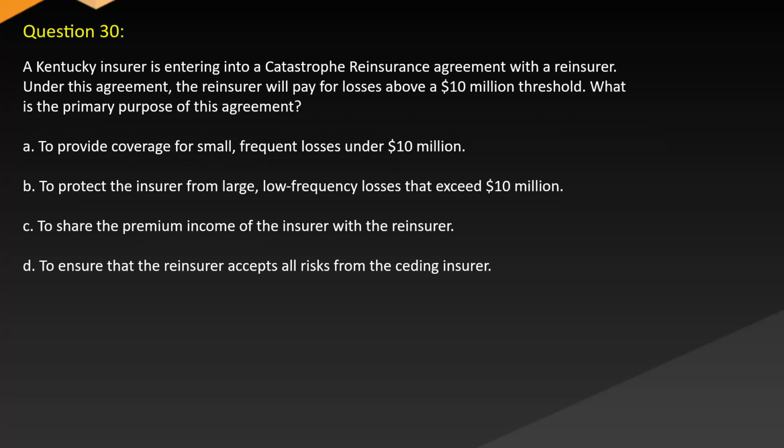Question 30. A Kentucky insurer is entering into a catastrophe reinsurance agreement with a reinsurer. Under this agreement, the reinsurer will pay for losses above a $10 million threshold. What is the primary purpose of this agreement? A. To provide coverage for small, frequent losses under $10 million. B. To protect the insurer from large, low-frequency losses that exceed $10 million. C. To share the premium income of the insurer with the reinsurer. D. To ensure that the reinsurer accepts all risks from the ceding insurer.